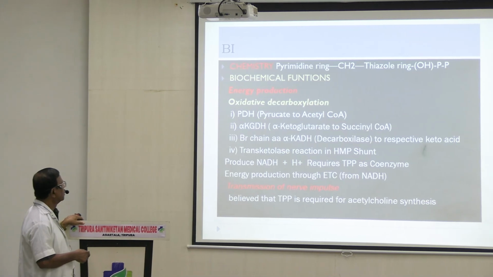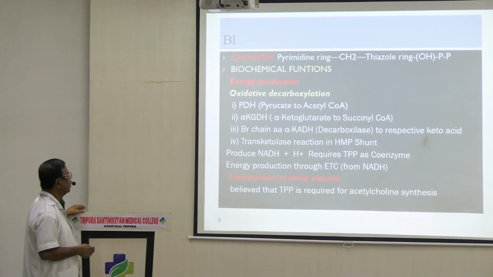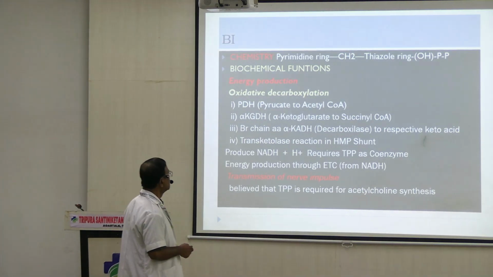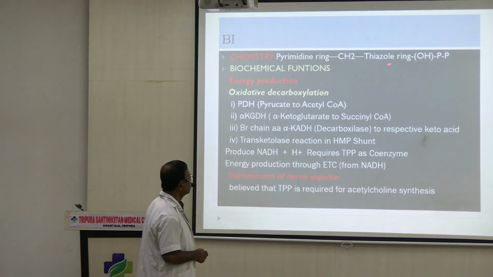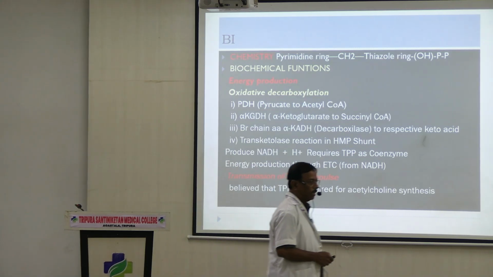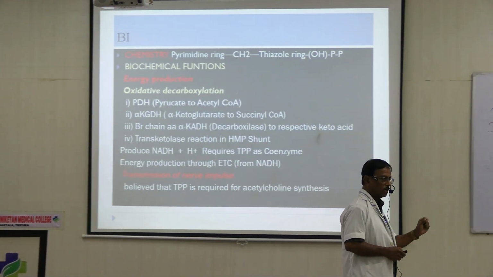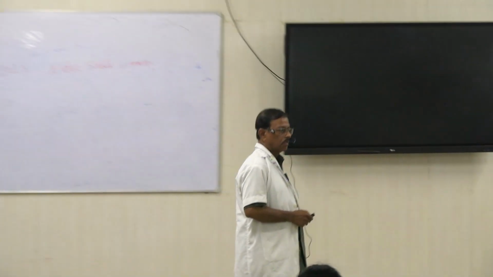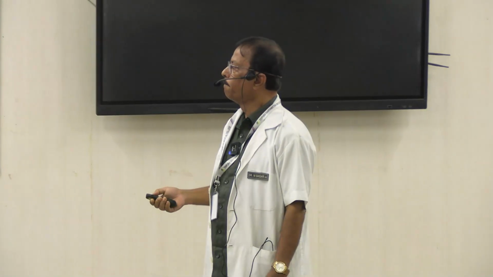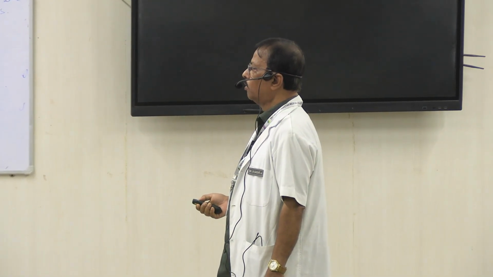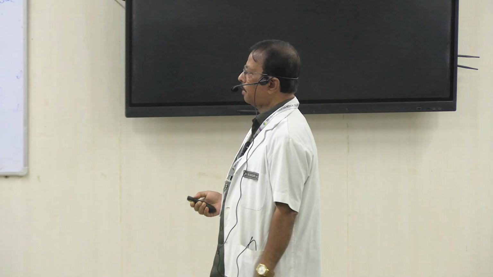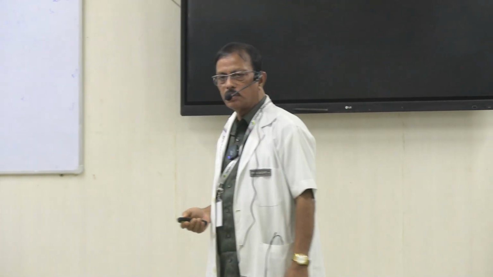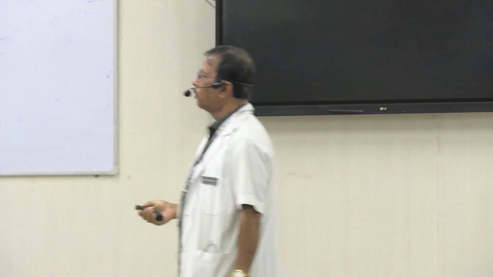Its chemistry is like that. It has a pyrimidine ring and a thiazole ring linked together by a methylene bridge. There is a hydroxyl group in the thiazole ring where the esterification occurs with phosphate group and thiamine pyrophosphate is formed. Thiamine pyrophosphate is when a pyrophosphate group is attached to the hydroxyl group of the thiazole ring.